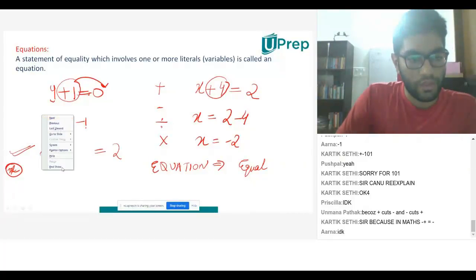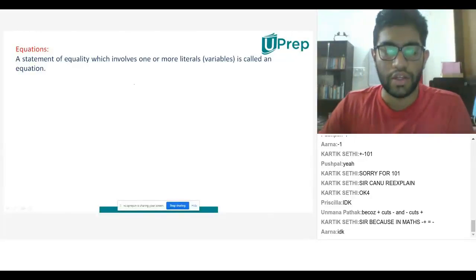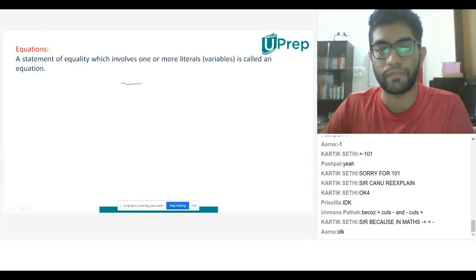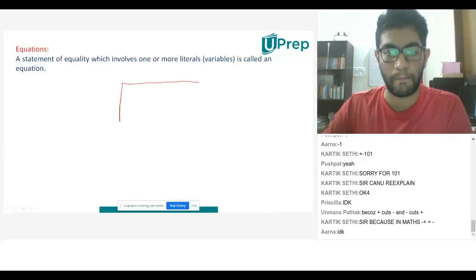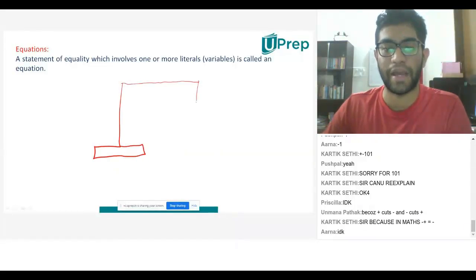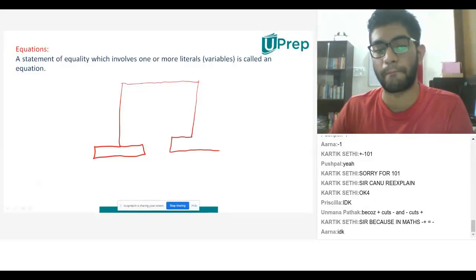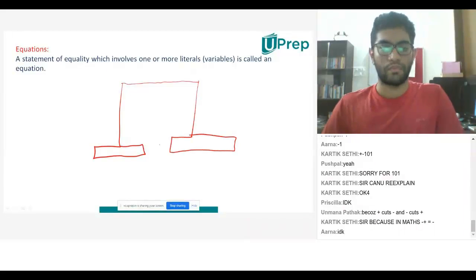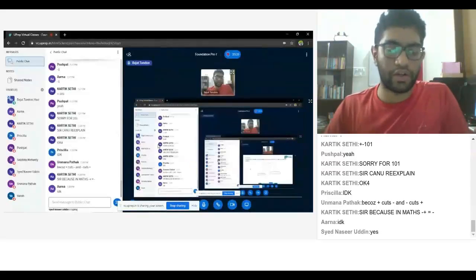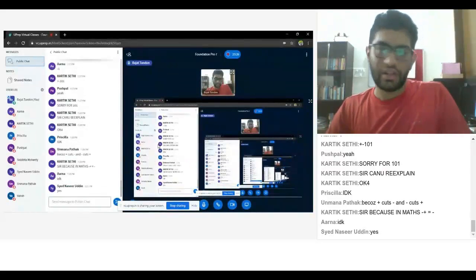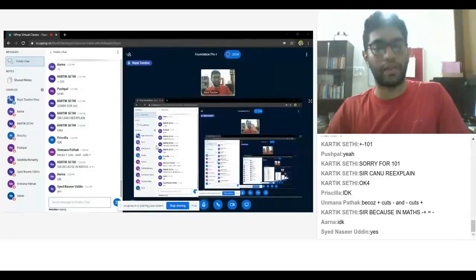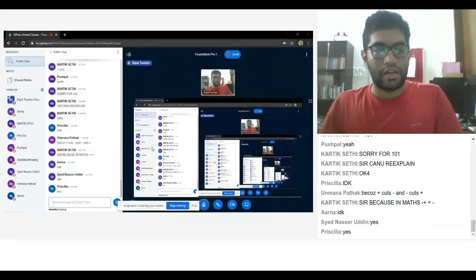Guys, you've seen this thing? It is a pan balance that I've drawn. You guys have come across the pan balance, right? Yes. Now let's understand it with the help of a pan balance.